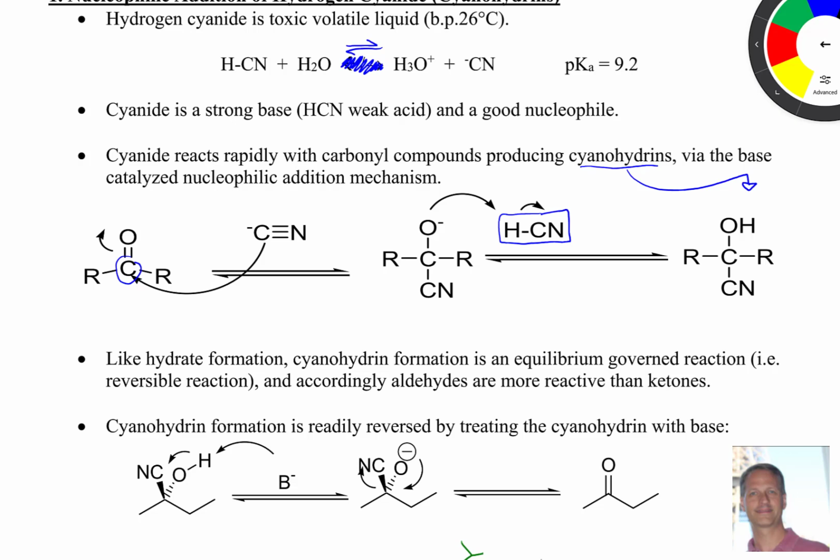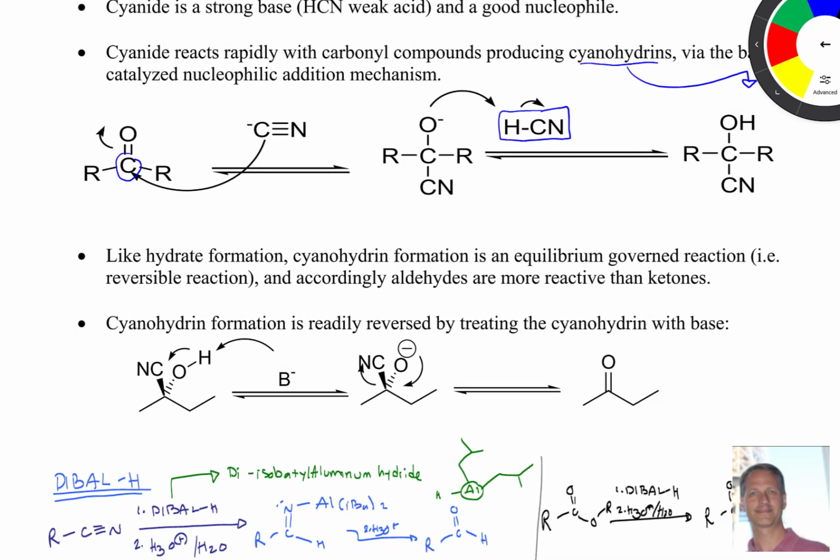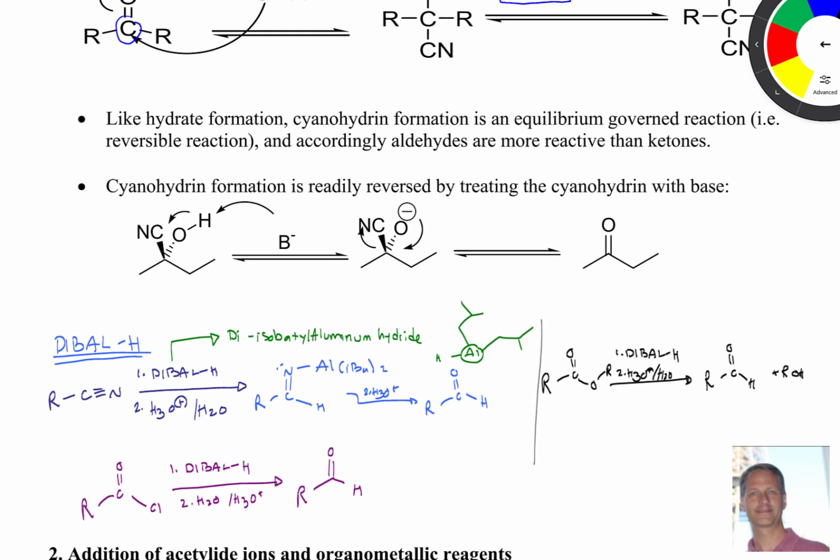Like hydrate formation, it's an equilibrium type of reaction, and we know the reactivity of aldehydes versus ketones. We can see the reverse of this reaction is pretty straightforward too. If you have a generic base, then you would reform an oxygen with a minus charge, and then you'd kick off cyanide down here at the end.